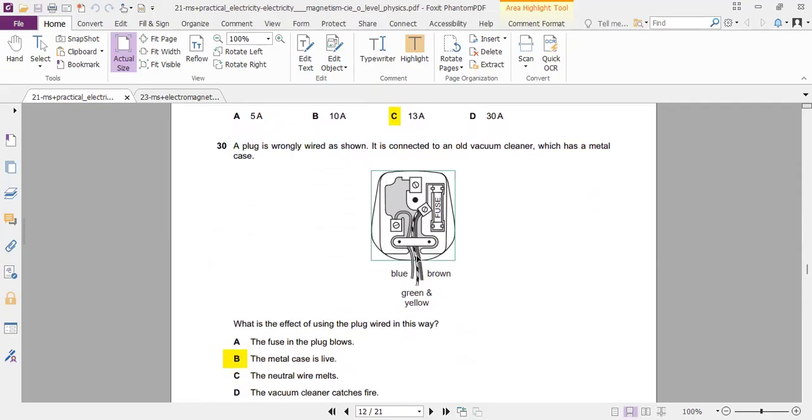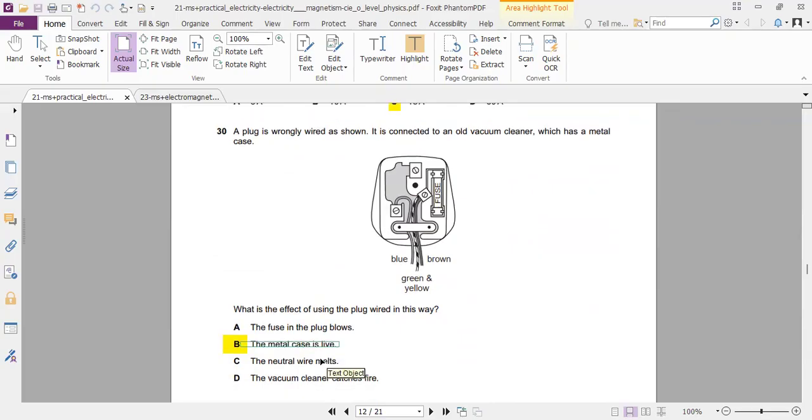A wrongly wired plug. What is the effect of using a plug wired in this way? So we have earth and live connected together. That means because the earth wire is connected to the body of the appliance, and earth is connected to the live wire, the body becomes live. The metal case is live.